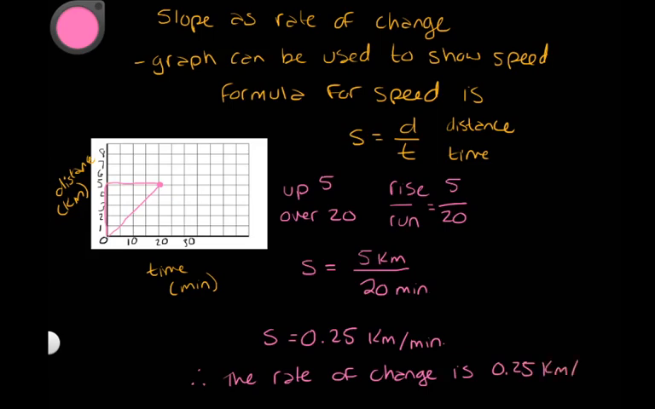kilometers per minute. All right, so we have taken the idea of slope and applied it in a real world context because we're looking at the speed that this athlete is traveling. If they travel 5 kilometers and it takes them 20 minutes, their speed is 0.25 kilometers per minute.